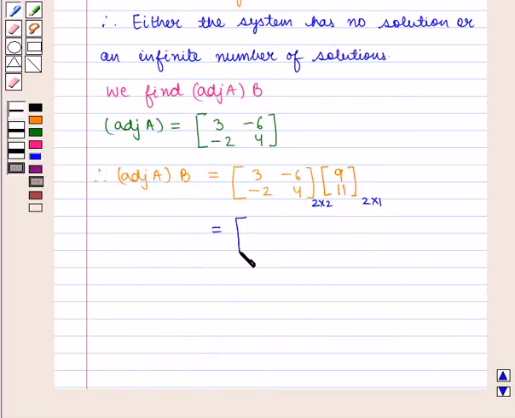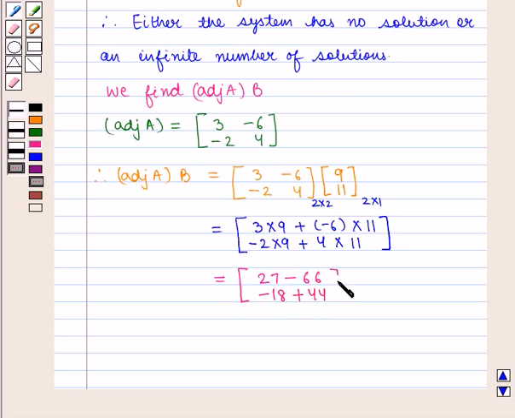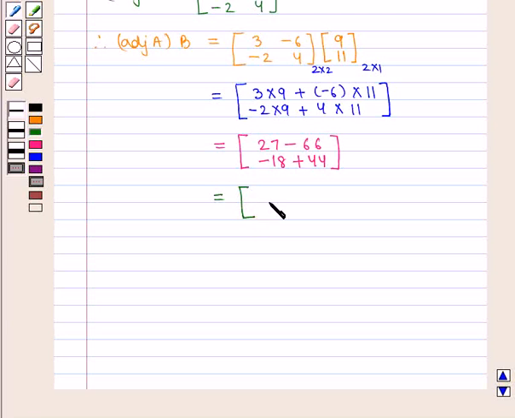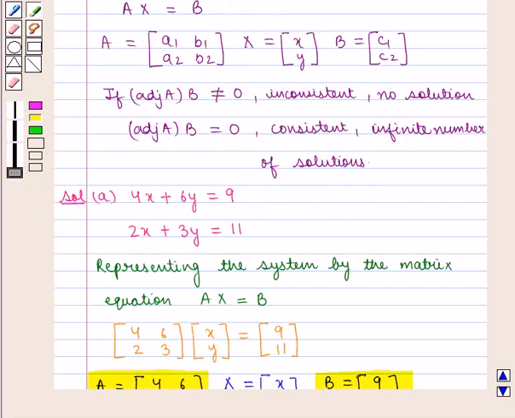So the resultant product will be a 2 by 1 matrix given by 3 into 9 plus minus 6 into 11, minus 2 into 9 plus 4 into 11, which is equal to the 2 by 1 matrix containing elements 27 minus 66, minus 18 plus 44, which is equal to the 2 by 1 matrix containing elements minus 39, 26, which is not equal to 0. Therefore, adjoint of A into B is not equal to 0. And from the key idea we know that if adjoint of A into B is not equal to 0, then the system of equations is inconsistent and has no solution.